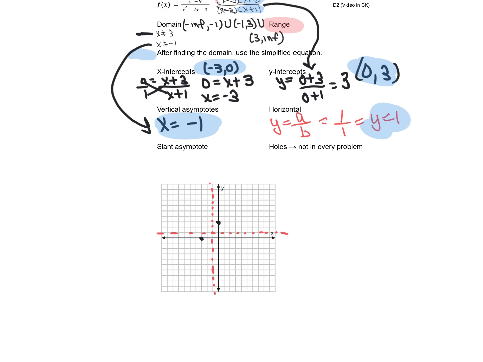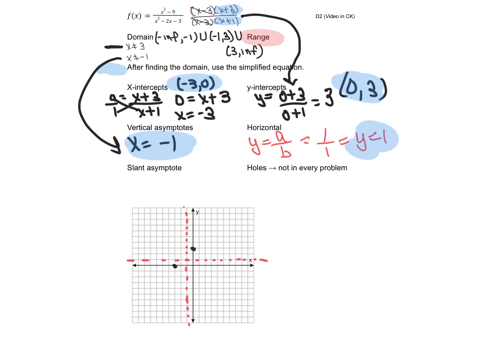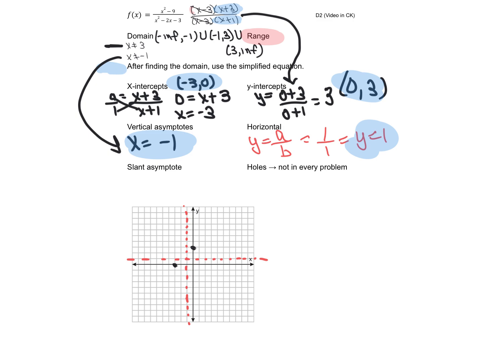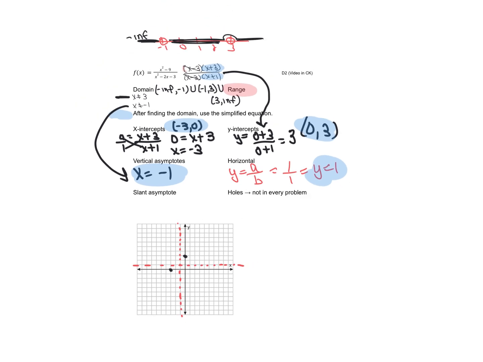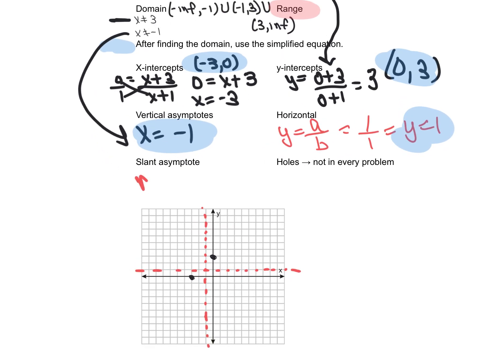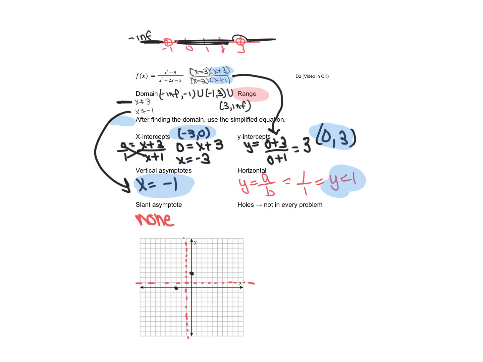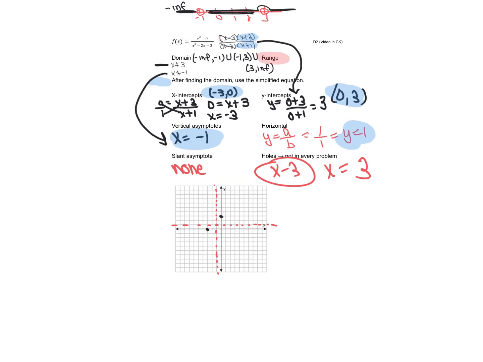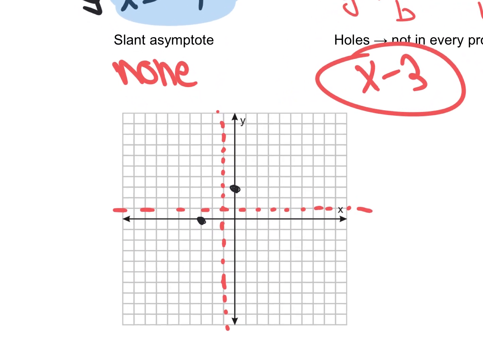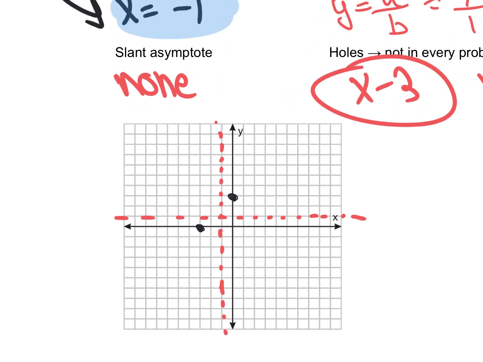Slant asymptote, well, since we have a horizontal asymptote over here, that means that the values of the degrees were the same, which means there's not a slant asymptote, so that's going to be a none. Okay, the holes, remember this is where the values that we simplified out. So we simplified out x minus 3 at the top and the bottom, remember? Which means our hole is going to be at x equals 3. So when we go to graph here at x equals 3, we are going to put a hole.